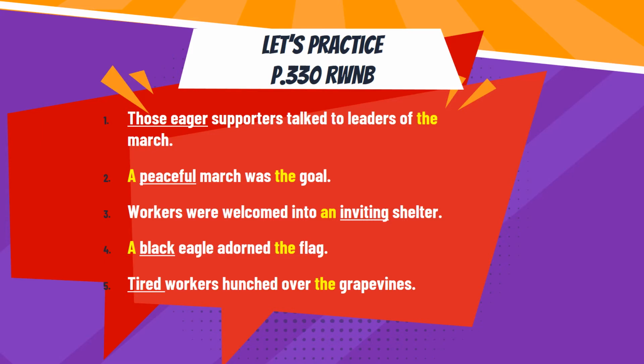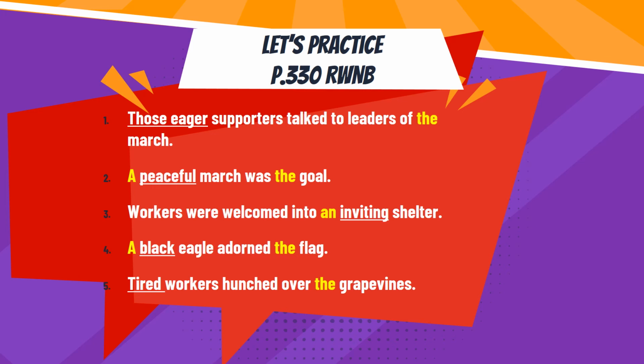Okay, let's look at the practice on page 330 in your Reader's Writer's Notebook. We need to underline the adjectives in the sentences once and underline the articles twice. Those eager supporters talk to leaders of the march. Those and eager are describing the supporters, so that's why I underline them once. It's an adjective. The is an article. You should underline it twice or you just highlight it.